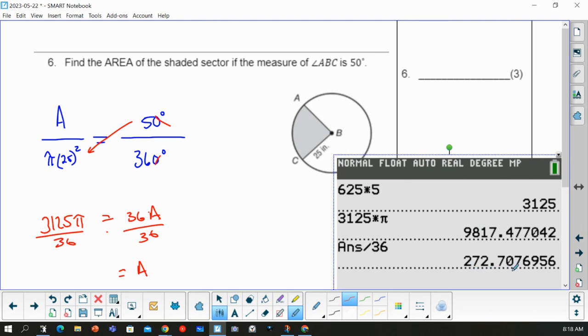Notice the final answer, 272.70. Since there's a 0, then that 7 stays the same. So I get 272.7, rounded off to the nearest tenth. And since it was in inches in its area, it would be inches squared. And that is the answer to problem number 6.